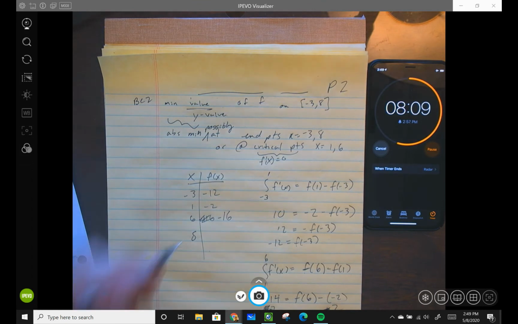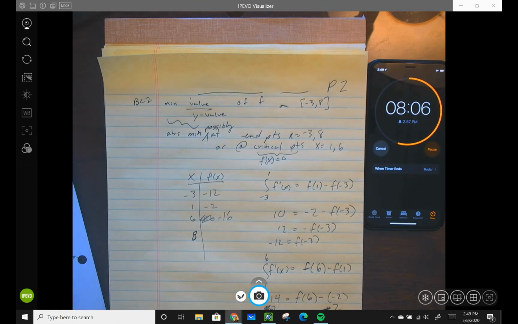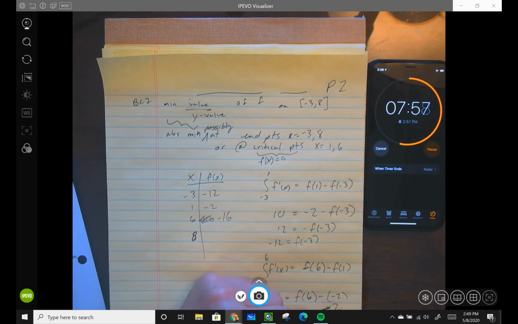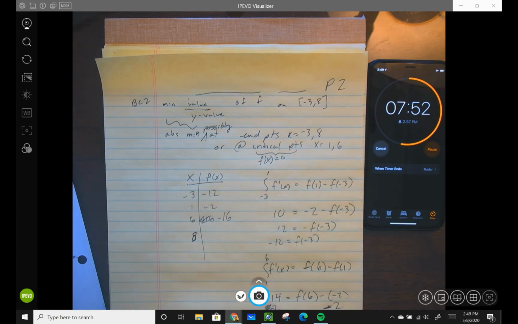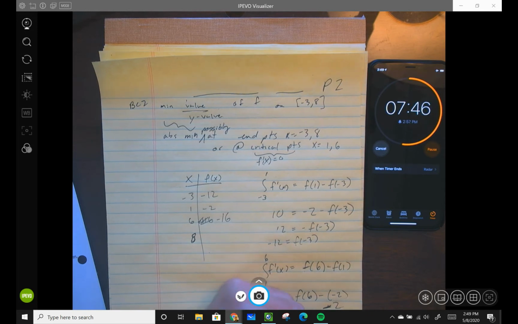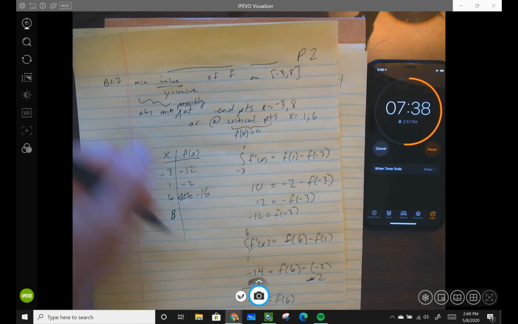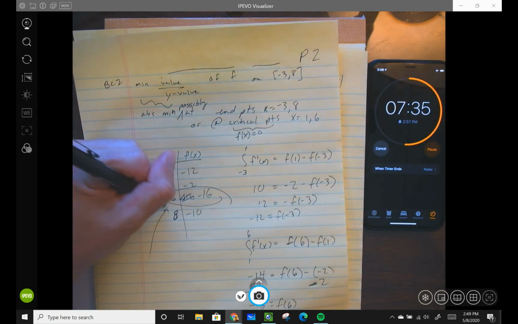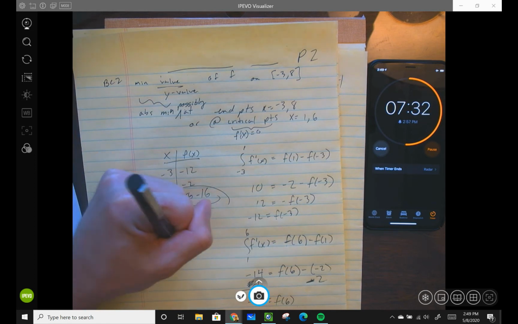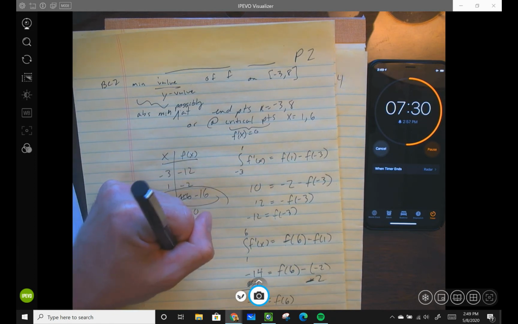Okay, and then 8. Well, I know 8 is not going to be as small because of the positive area, but let's just do it just to show our work. The integral from 1 to 8 of f prime equals f of 8 minus f of 1. So the area from 1 to 8 is the signed area, so it's -14 plus 6 is -8. -8 equals f of 8 minus a -2, which is +2, so you got -10. All right, so -10. So there you go. Min at -16 when x equals 6.